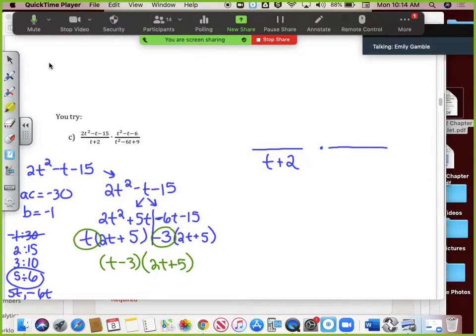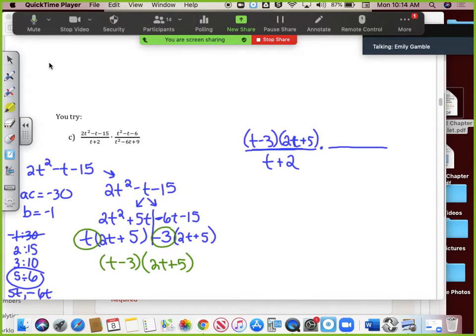So I did all of that work, and all that got me was just the factored form for the very first one. So this is definitely time consuming. So this is going to be t minus 3 times 2t plus 5. I hate using t's, they look so similar to plus signs. And that's the factored form for the numerator.